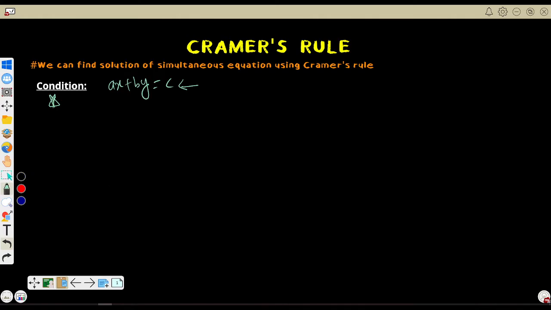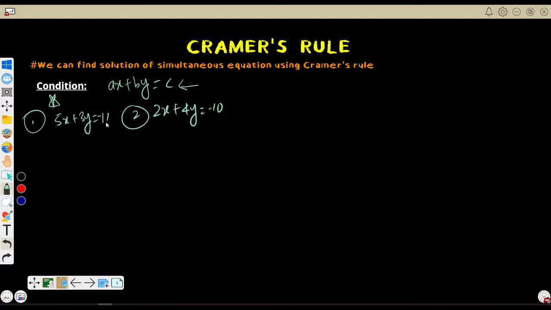I'll take a simultaneous equation. First equation is 5x plus 3y is equal to minus 11, and the second equation is 2x plus 4y is equal to minus 10. Now these are two simultaneous equations.